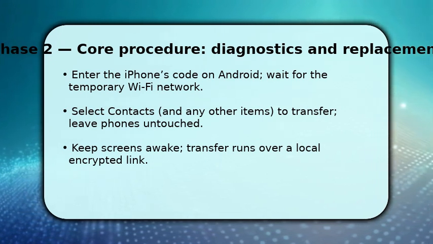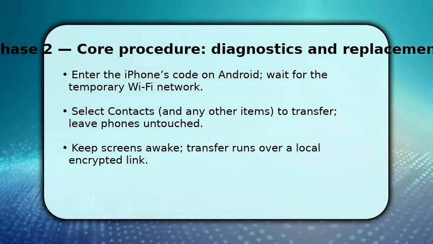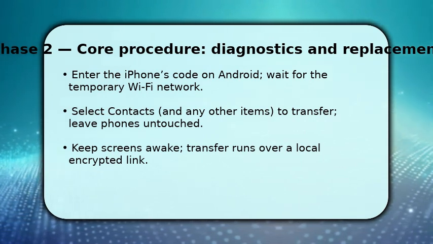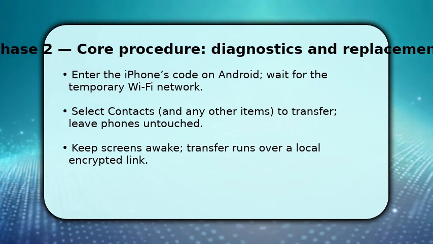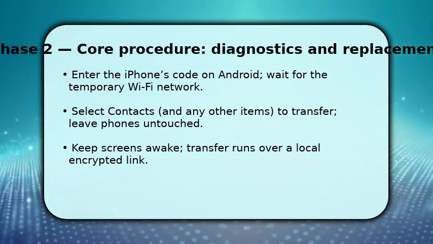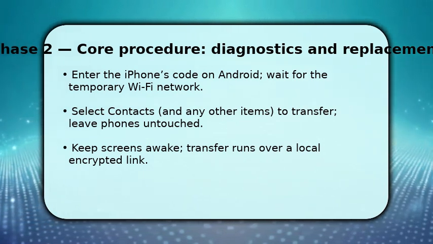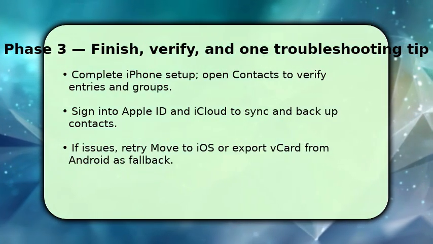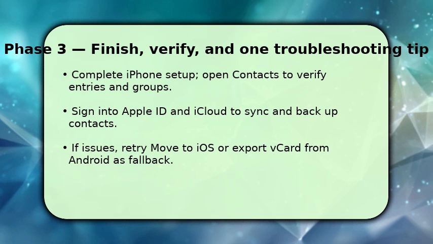Avoid touching either phone because user interaction can interrupt the handshake. The app migrates groups, numbers, and contact labels. This method preserves contact fields better than manual CSV exports, which is why we use it. After transfer finishes, tap Done on Android and continue on the iPhone to complete setup.